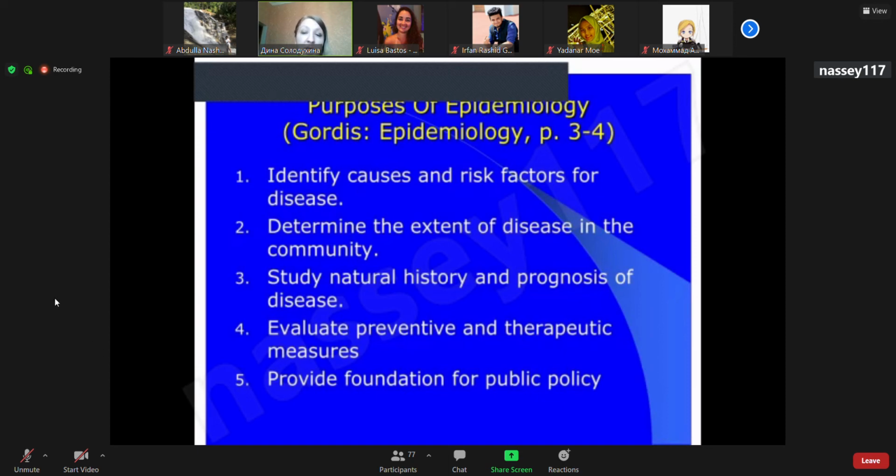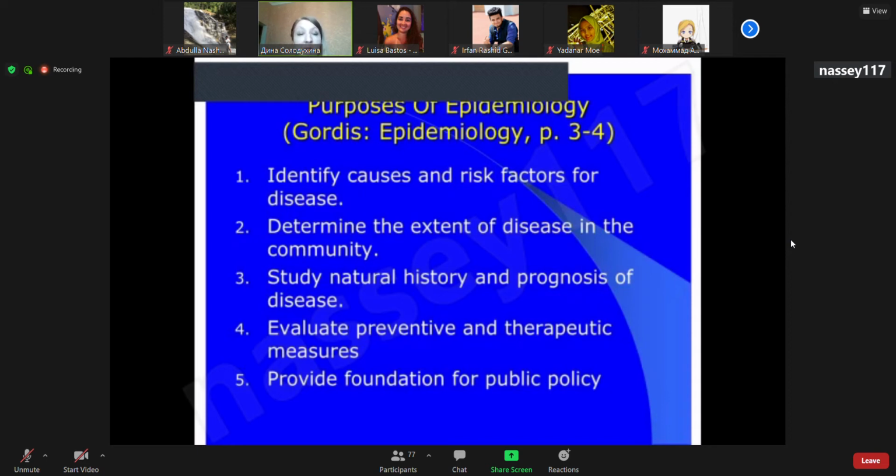Preventive and therapeutic measures. For example, we can say whether a test which is used for screening is a good one or maybe not a very good one, whether a therapeutic method, a method of treatment, is suitable, or maybe it has a lot of side effects. So this purpose, number 4, is also crucially important for clinical epidemiology.